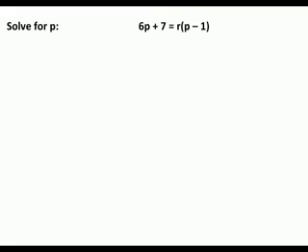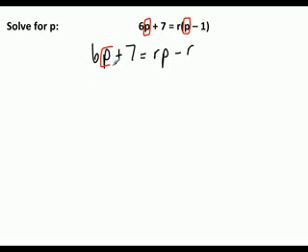So look at the next example. Solve for P. So again, P on the left and P on the right. Now the one on the right is trapped. So the left-hand side, I can just leave it as 6P plus 7 equals, if I distribute, I get RP minus R. Alright, so let me identify where the P's are. Again, I have two of them, and we know from previous problems that we want them on the same side. So I'm going to subtract.